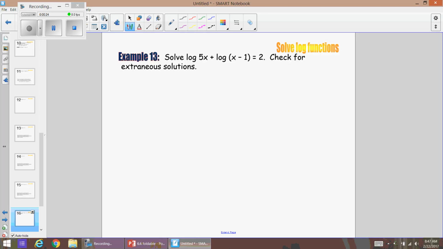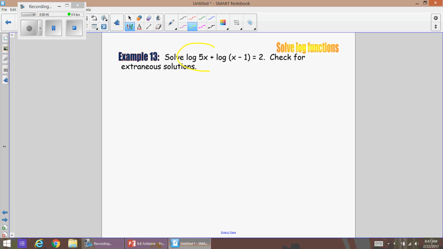So remember yesterday, what we were talking about is that when you have one log on one side and not a log on the other side, all we have to do is rewrite it. Well, here's example 13. It's one of the last two we had to do. And you're like, whoa, oh no, there are two logs on this side, and there's a 2 on this side. There's a number. So I have not yet taught you how to do this.